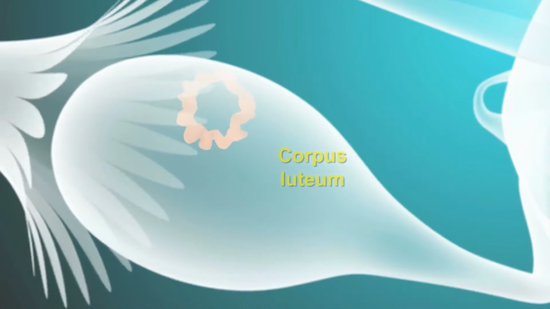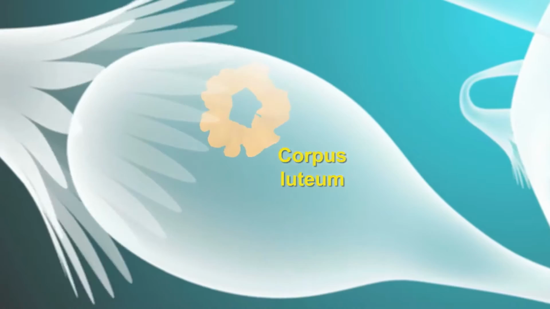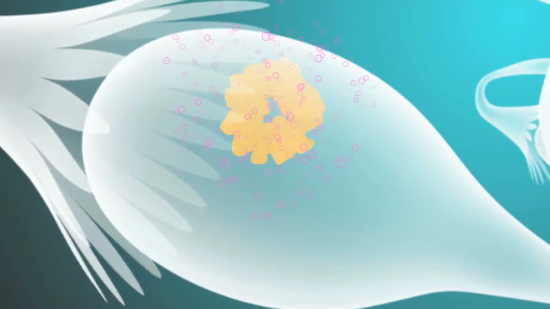Once the ovum is released, we have the remnant, the yellow-colored mass which is left behind, termed as the corpus luteum. This corpus luteum releases an important hormone termed as the progesterone.